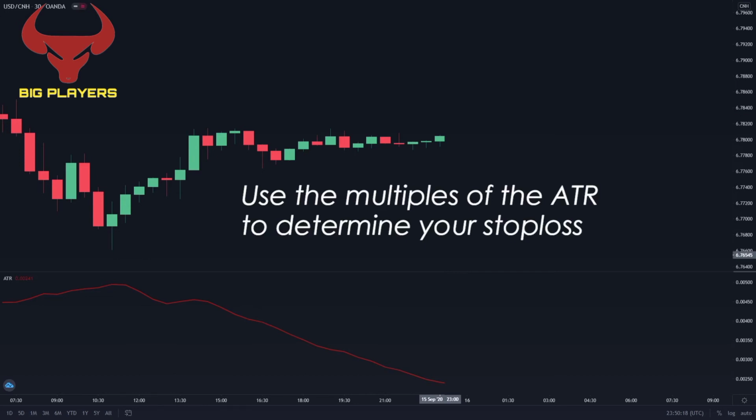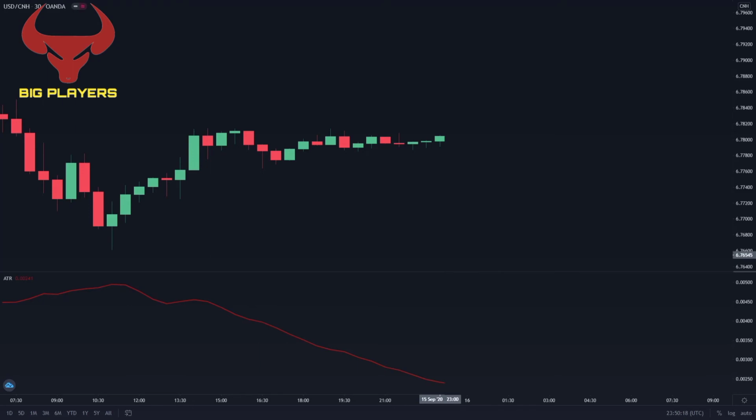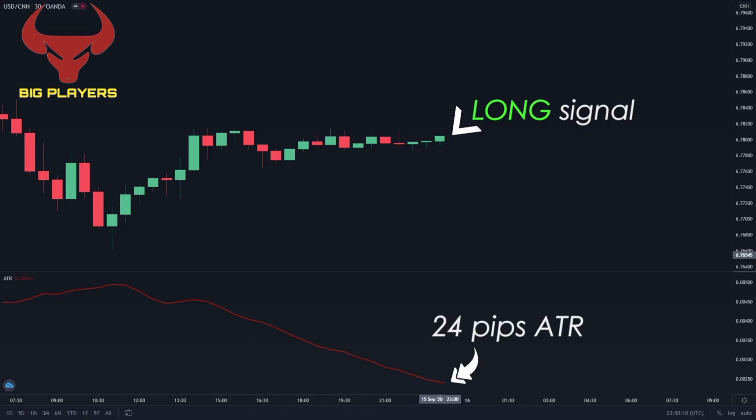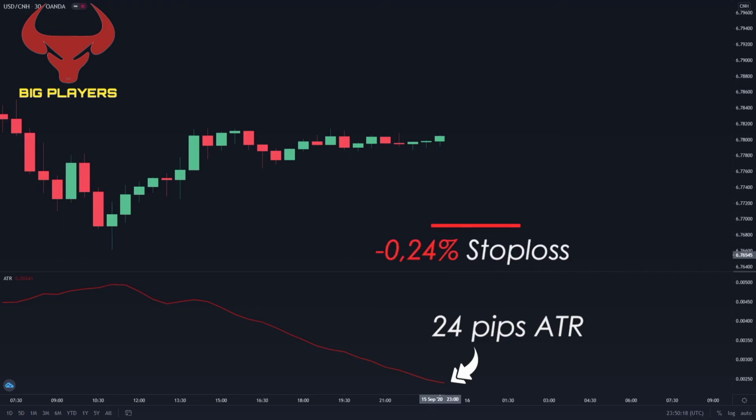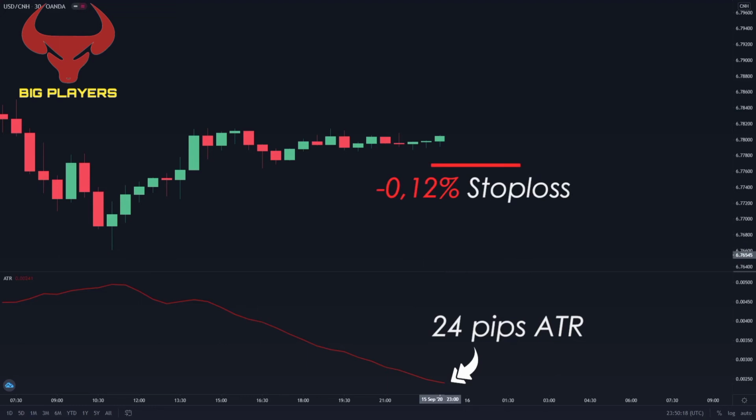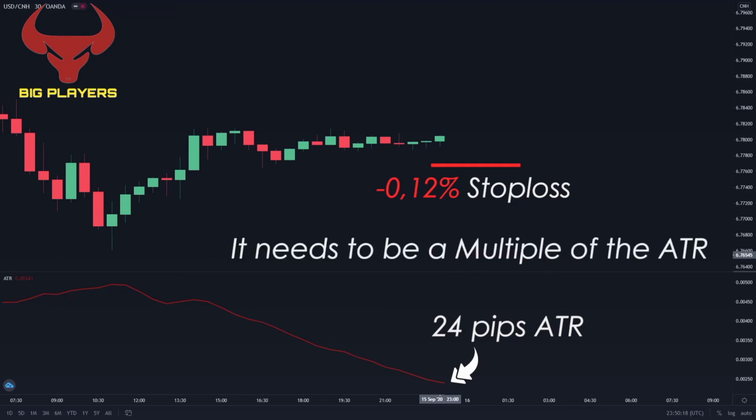your risk tolerance. For example, let's say your entry indicator displays a long signal here, and at this specific point, the average pips of the last 14 candles is 24. So you can actually put your stop loss based on that number. In this case, 24 pips. But if you have a lower risk tolerance and think that 24 pips is too much and you want a tighter stop loss, you can divide that value by 2. So you can also put your stop loss at 12 pips. So it all depends on your risk tolerance, but it needs to always be a multiple of the ATR.